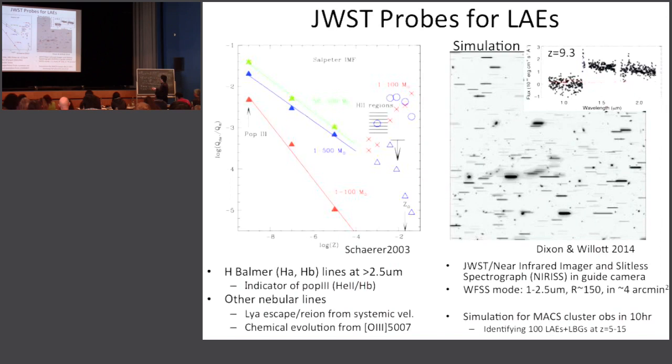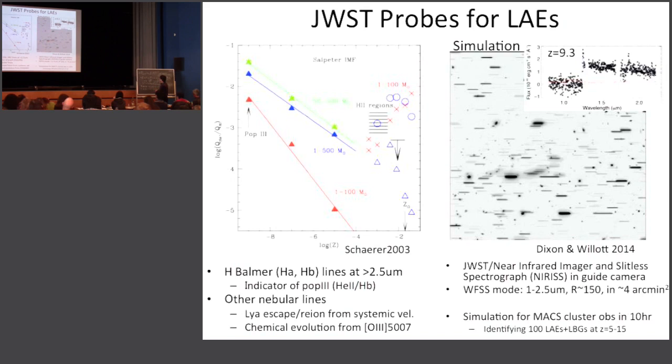So using the wide field spectroscopy mode, you have the slitless grism spectra covering 1 to 2.5 micron with a spectral resolution of 150, and with a reasonably large area of coverage. This shows such a simulation for the JWST instrument. And if you carry out deep spectroscopy in the MACS cluster, magnification helps you to identify the high-z Lyman-alpha emitters at redshift 5 to 15.